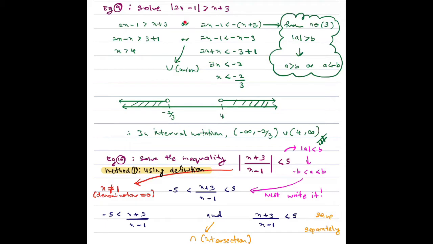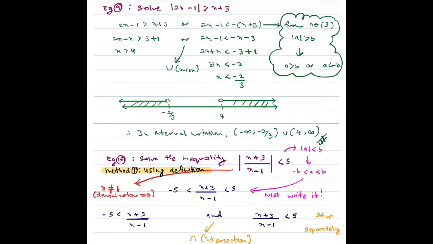So or is union. If it is less than, the connection is and, and here and is intersection, but this one is or, union. By line graph, draw for x greater than 4, so this is x greater than 4, and for x less than negative 2 over 3.